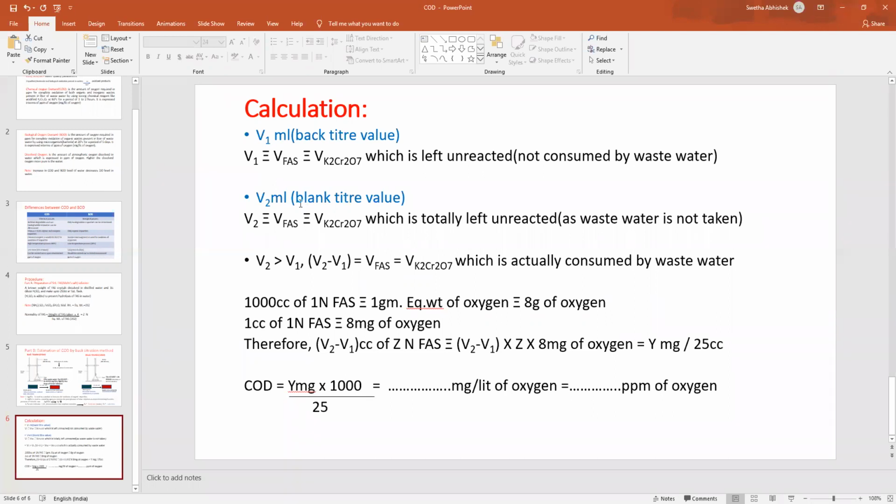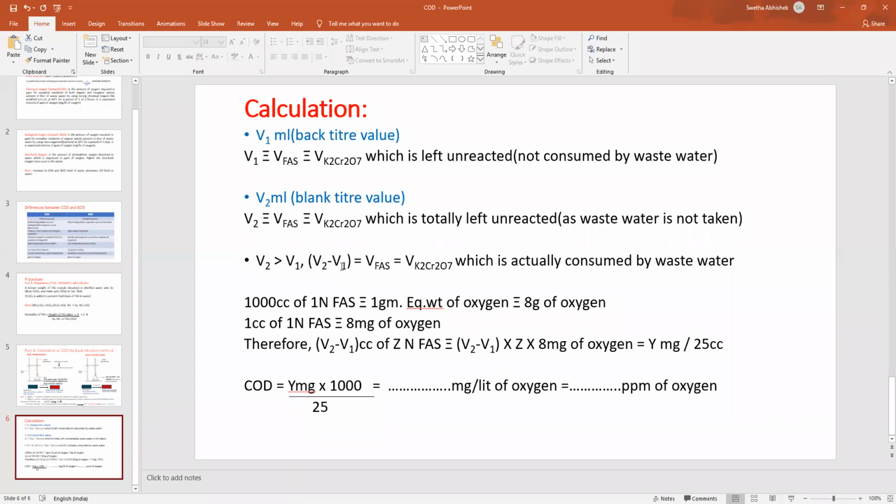We do back titration, we do blank titration, then we take the difference. So what does this difference give you? The volume of K2Cr2O7 which is actually consumed by wastewater. Now you know what V1 is, what V2 is, why V2 is greater than V1, and what we find by taking the difference V2 minus V1. It gives you the volume of K2Cr2O7 actually consumed by wastewater. Now by knowing this V2 minus V1, we are going to find out COD using the standard conversion factor.